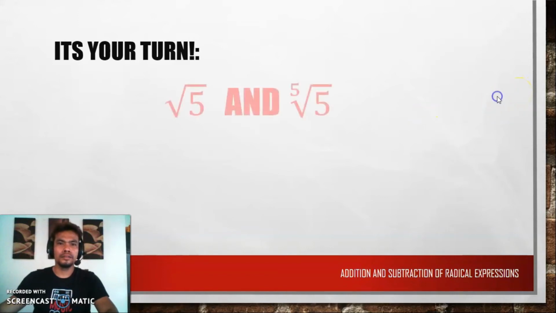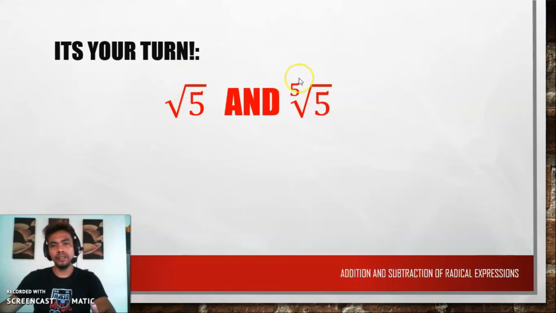Okay, how about this one? Square root of 5 and 5th root of 5. Are they similar? Okay, the correct answer is no. They are not similar radicals. It is because their indices are not the same. The index of this radical is 2 while the other one is 5. Therefore, they are not similar radicals.